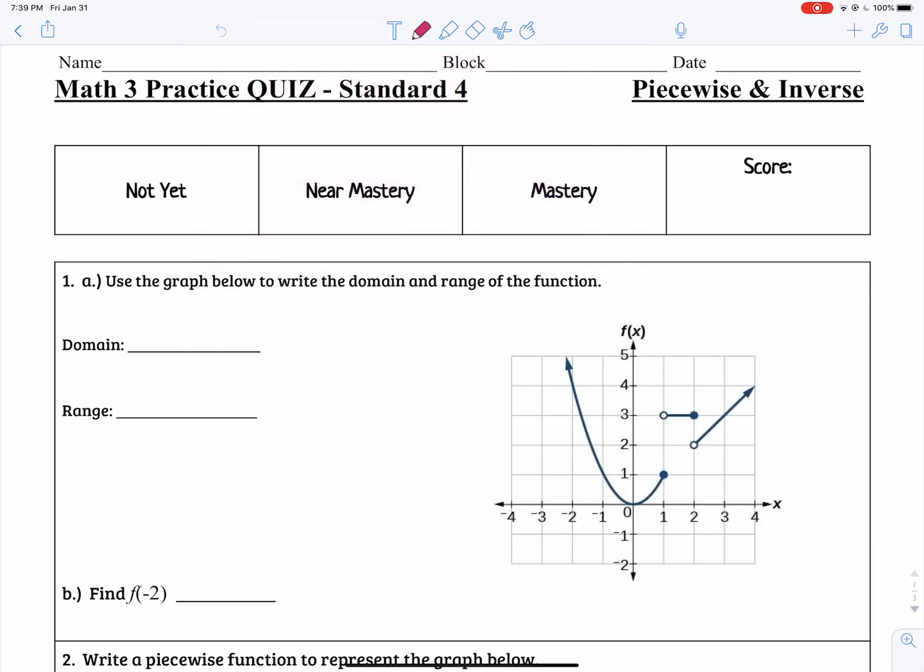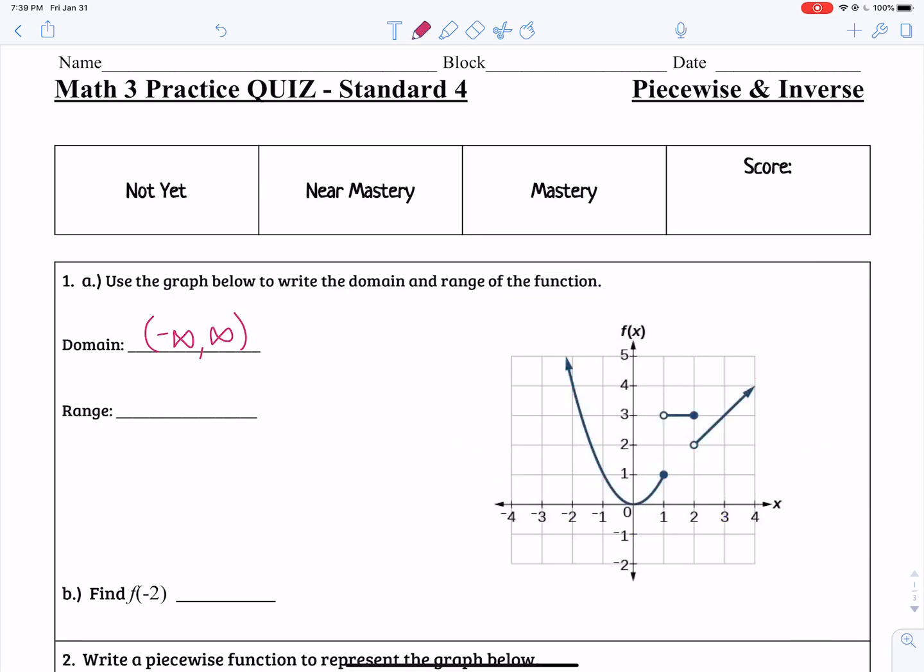So the first thing with domain is you want to look at what the graph is doing from left to right. More specifically on this graph, it's going from negative infinity on the left, and then you see if all the x values are included. So the 1 is included even though it's open right there. It was closed on that quadratic function. And then we notice none of the x values are missing from left to right. So we can say that all real numbers are included in our domain.